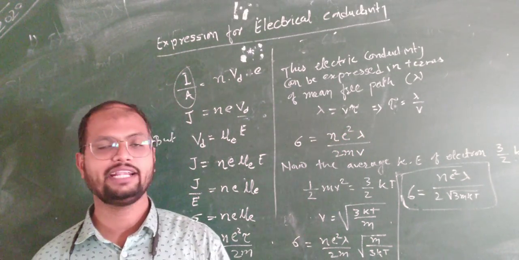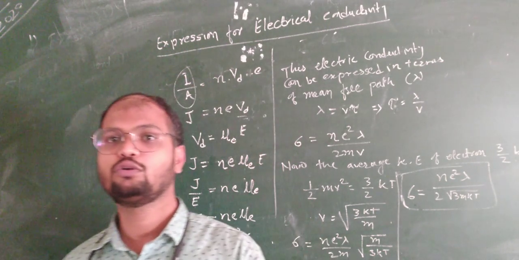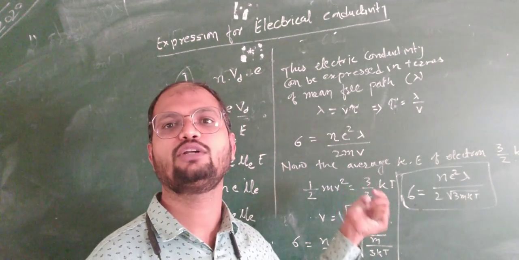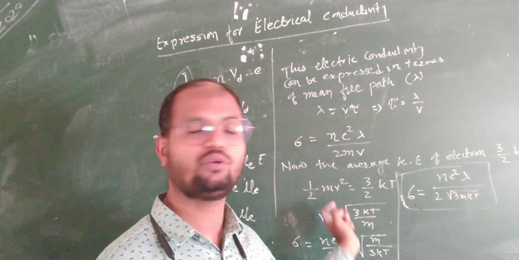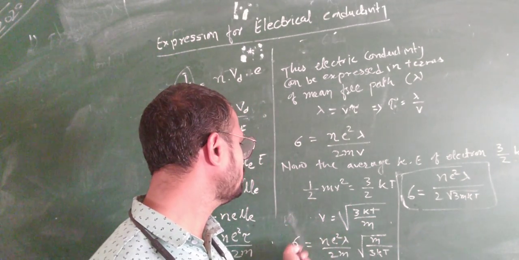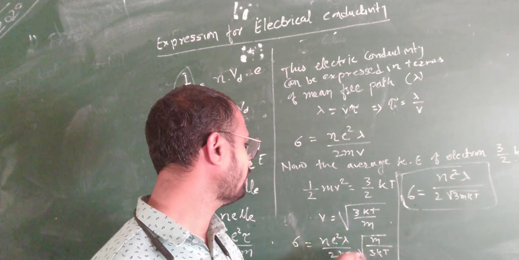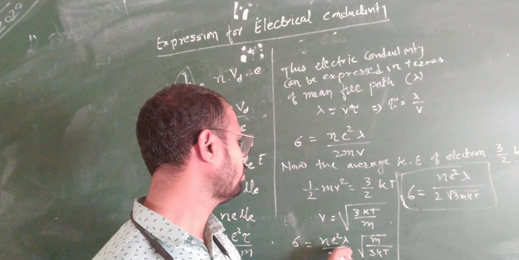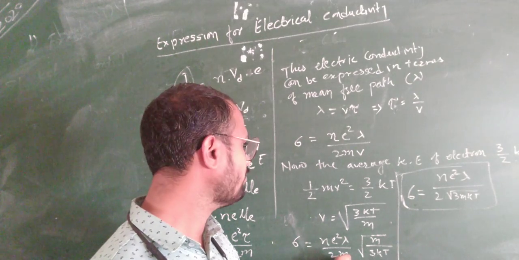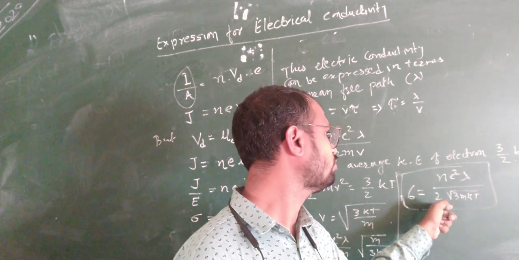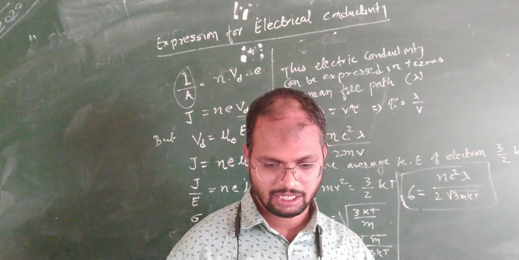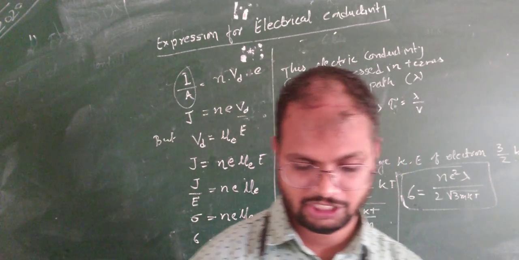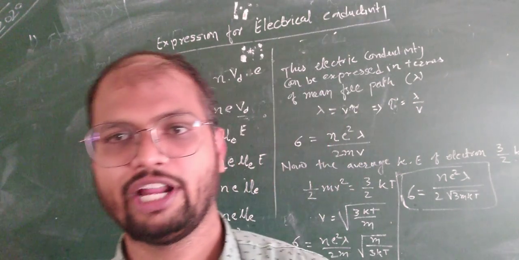But we know that the average kinetic energy of electrons is 3 by 2 kT, so the kinetic energy half m v square is equal to 3 by 2 kT. Therefore v is the square root of 3 kT by m. Putting this value in this equation, we get sigma is equal to n e square lambda upon 2 m under root of m upon 3 kT. The m is cancelled out, leaving only root m. Therefore sigma is equal to n e square lambda upon 2 under root of 3 m kT. This is the expression for the electrical conductivity of the metal on the basis of the Drude-Lorentz free electron model. Okay, thank you.